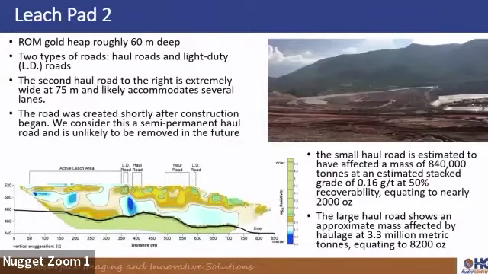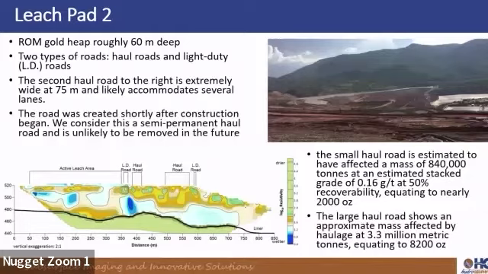In our second example, it's another gold leach pad. This one's ROM. It's roughly 60 meters deep. And across this, we have two types of roads. There's a haul road, and there's also light duty roads. We've got one haul road here that's quite wide, upwards of 75 meters. And this is a picture of the leach pad itself. And you can see here's a road. We've got roads on the side. That's the liner in the back.